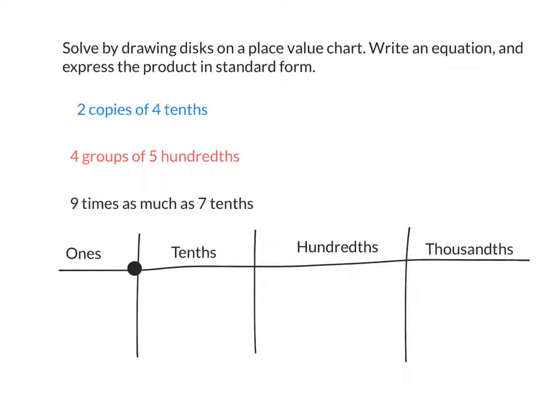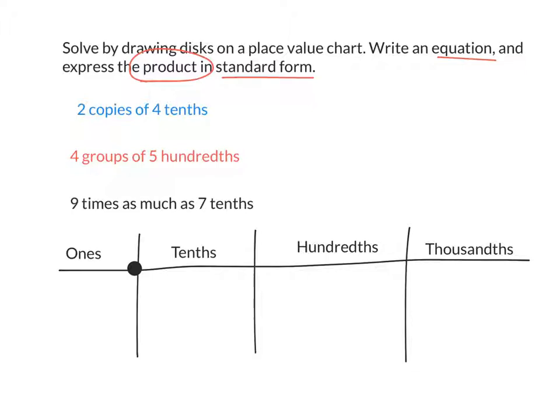So the directions tell us to solve by drawing discs on a place value chart. Another word for discs is just dots, okay? That's why you set yourself up with a place value chart already. Then it says write an equation and then express the product in standard form. What's a product, Raj? The answer to a multiplication equation. Very good. So every time you see the word product, it just means the answer to a multiplication problem, okay?